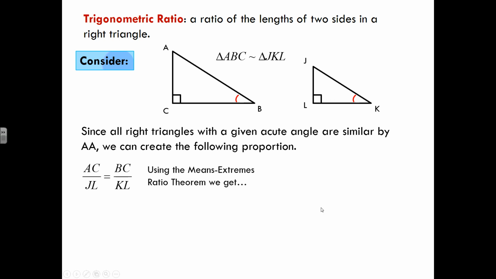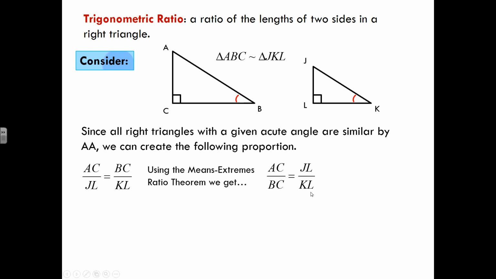But if we use our means extremes ratio theorem, which means that we can rearrange these terms, as long as when we cross multiply we would get the same outcome, we can actually write this as AC, so that's this side, over BC, and that's the same as JL, this side, over KL. If you notice, AC and BC are the two legs of this right triangle, and JL and KL are the two legs of that right triangle.